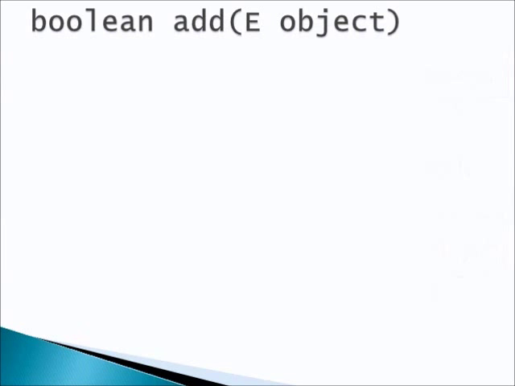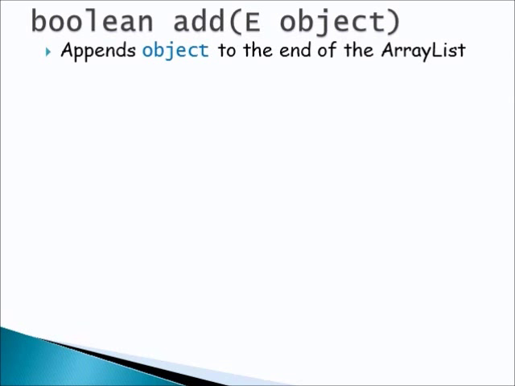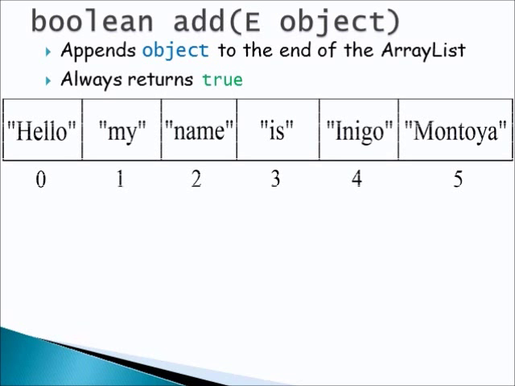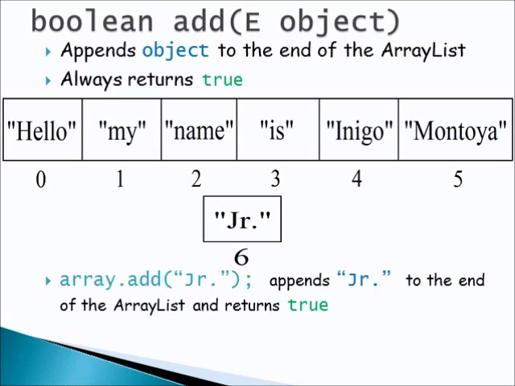Now for the first add method. The first add method is a Boolean method and appends object to the end of the ArrayList. It always returns true and increases the overall size of the array by 1. Calling array.add and passing a Junior appends Junior to the end of the ArrayList and returns true. Now the array has a size of 7.